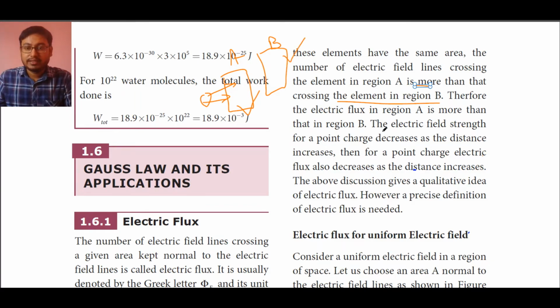The electric field strength for a point charge decreases as the distance increases. Then for a point charge, electric flux also decreases as the distance increases. So if we have a point charge, whether positive or negative, not an issue, mostly we take a positive charge for visualization. As the distance from the charge increases, electric field lines will decrease, electric field strength will decrease, and electric flux will also decrease.